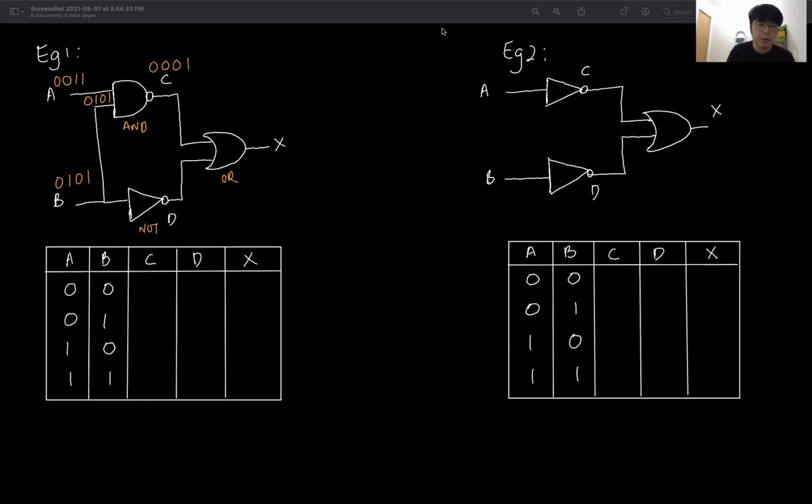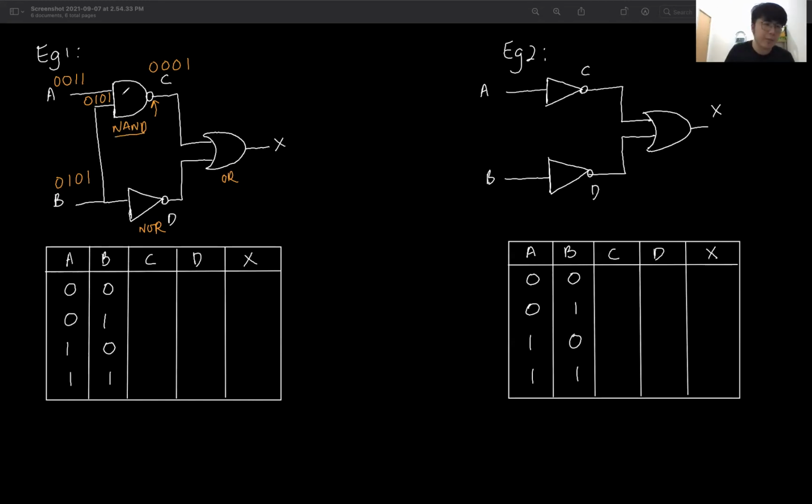Okay. Oh, sorry. I think I misread this one. This is a NOT AND gate, right? This is a NAND gate, because there's a circle in front. And this is a NOT OR gate. This is a NOR gate. Okay, I made a mistake here. This is supposed to be a NAND gate, guys.